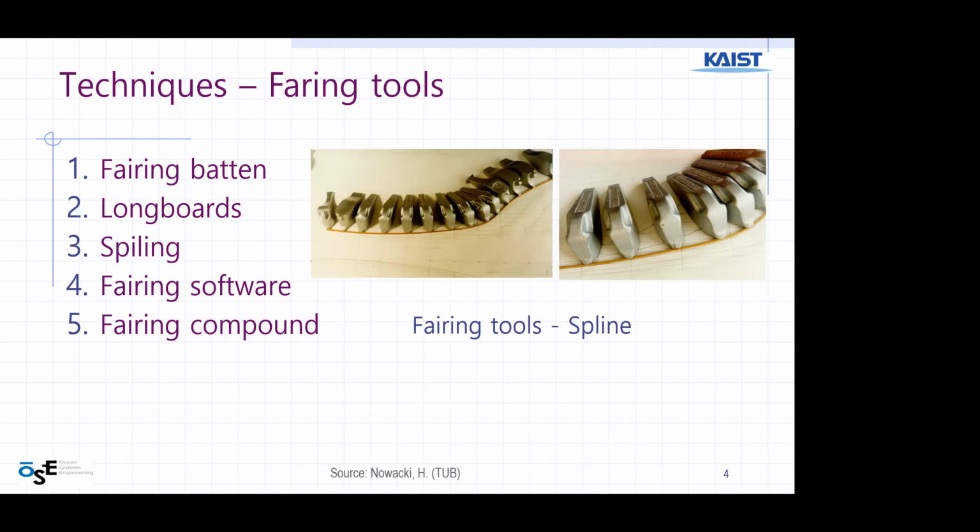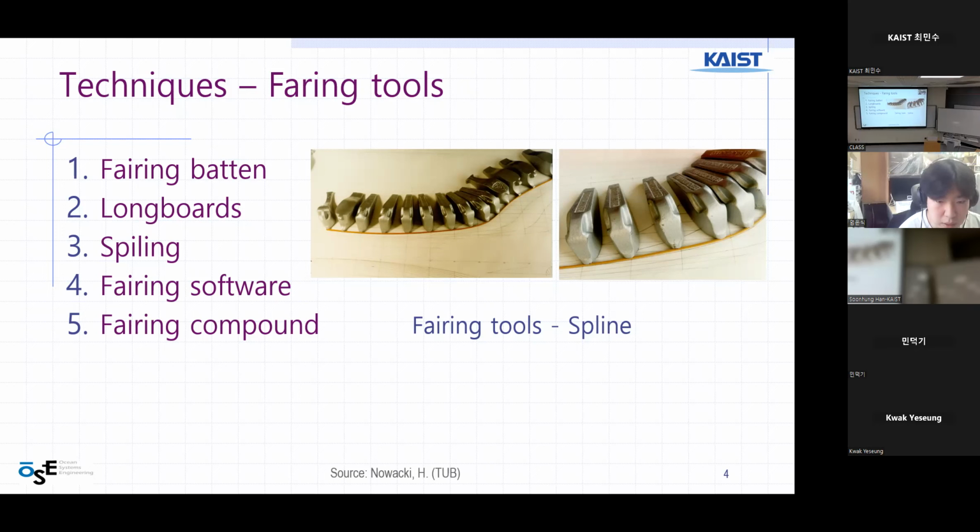Second is the long board. This is a long, flat sanding tool with sandpaper attached. It is used to sand and smooth the surface of a hull to achieve the desired shape and fair lines. Third is lofting. This is the technique of taking measurements of a hull at fixed points to ensure that the curves and shapes are consistent in the design. Fairing software in modern ship design and naval architecture is often used to easily model and fair the hull shape with precise adjustment and analysis.